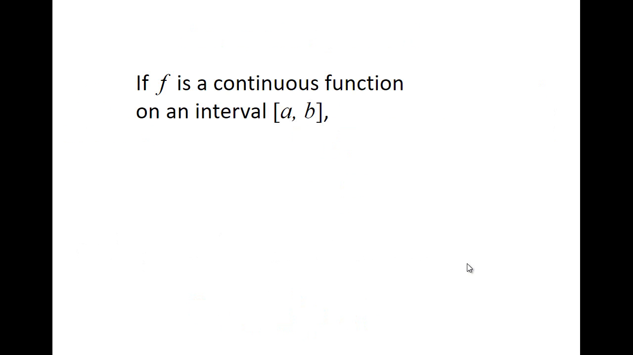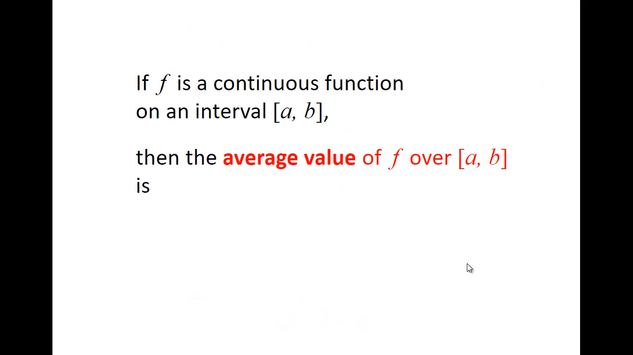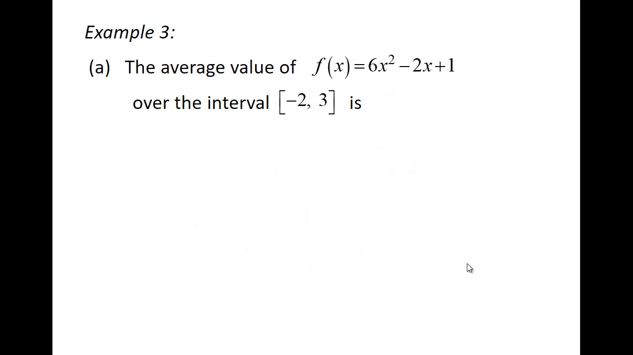So if f is continuous on the interval from a to b, then the average value of f from a to b is given by this formula. Let's apply it. Let's find the average value of this function over the interval from -2 to 3, and it is going to be 1 divided by 3 minus -2. So that's the length of this interval. The length of this interval will be 3 plus 2, and 1 over 5 here. And then we integrate the function f from -2 to 3.